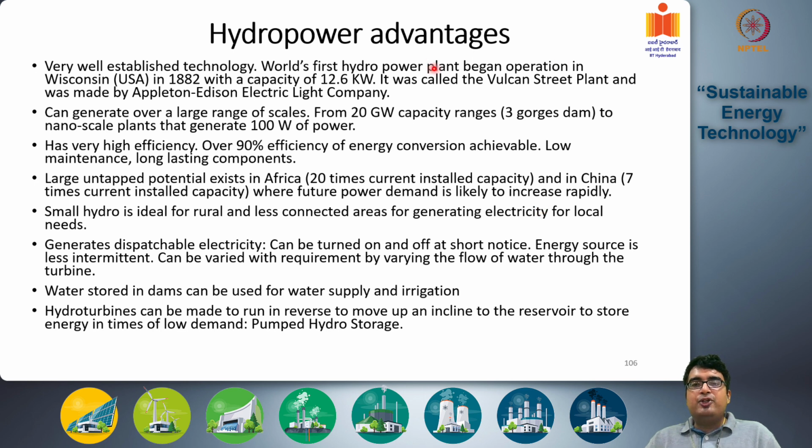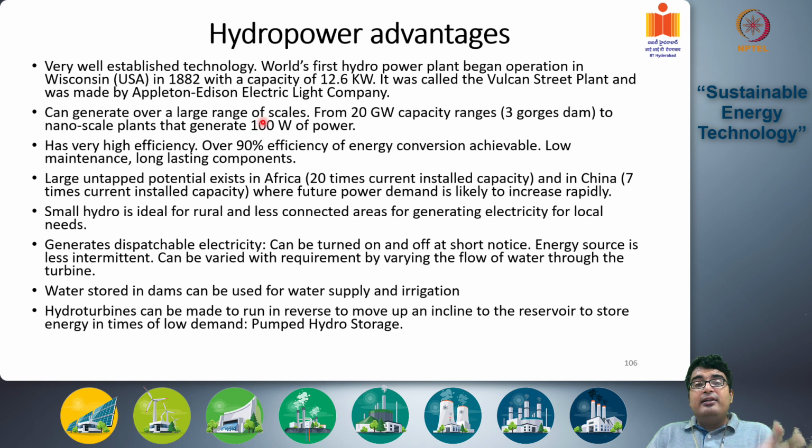The world's first hydropower plant began operation in Wisconsin in 1882 with a capacity of 12.6 kilowatts. It was called the Vulcan Street plant and was made by the Appleton Edison Electric Light Company. So the Edison light bulb, if you remember, Edison was the inventor of the first light bulb. So it's a very old power company that Edison founded along with Appleton, with whom Edison eventually merged. And the first hydropower plant began in 1882. So it's a very old and very well established technology.